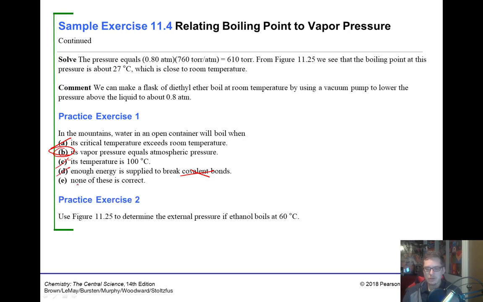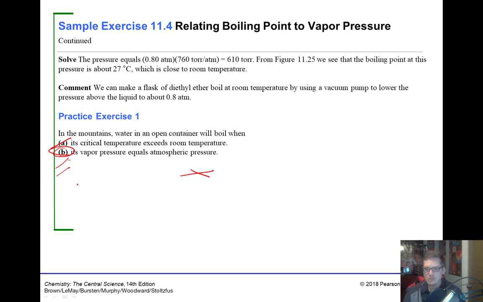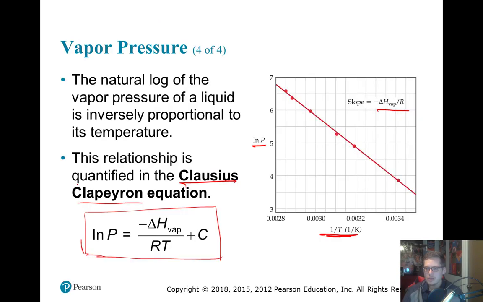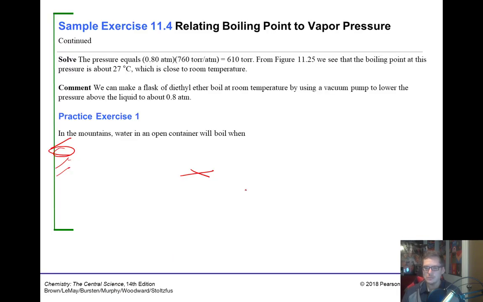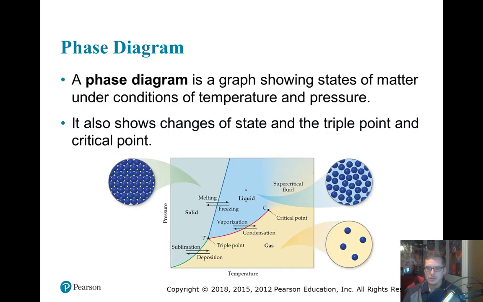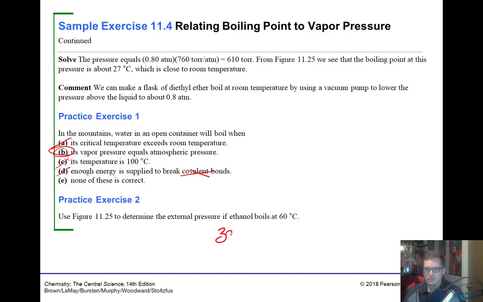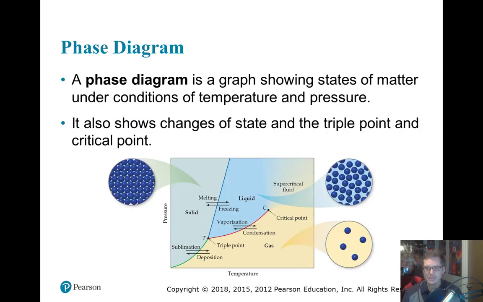It says, use figure 11.25 to determine the external pressure if ethanol boils at 60 degrees Celsius. So let's jump back here. So this guy here says ethanol at 60, and we want to know the pressure. So this would be the yellow line, orange line, whatever color this was. That's ethanol at 60 degrees. So this occurs about, what, here? So that's what, 325 torr or so? Easy enough. Let's write it down just for fun. 325 torr.